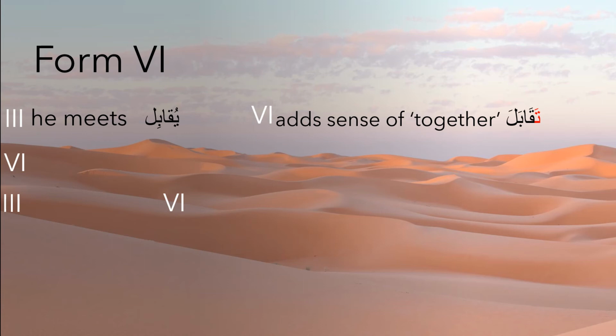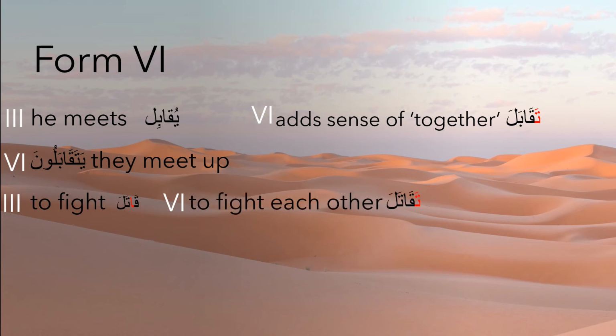So taqabala, when you really want to emphasize meeting up with someone. And then yataqabalun is they meet up together. So it's a little bit more reciprocal than Form 3. Very similar meaning though, but it's just an extra level of togetherness. Here's the example that we've just been working with. So qatala is to fight, and taqatala is to fight each other.